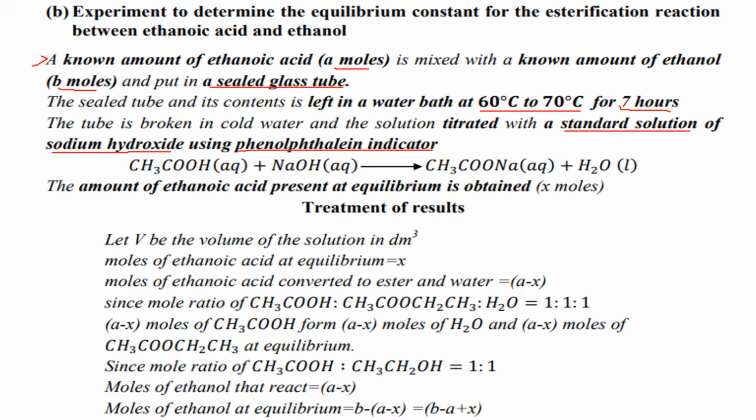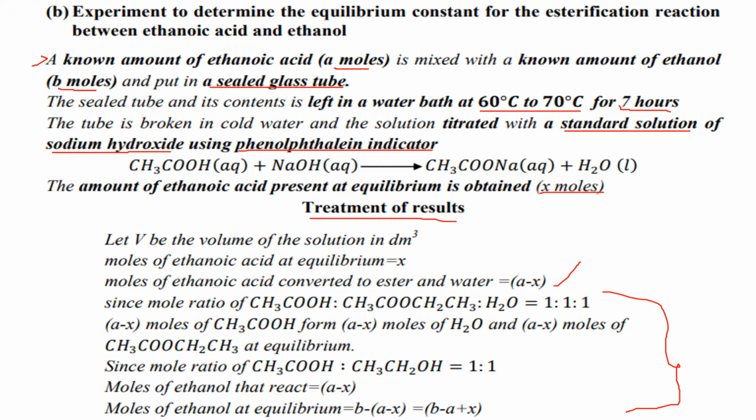So the amount of ethanoic acid present at equilibrium, we let it be X moles, just like indicated in the bracket. So let's treat our results. How are we going to treat our results? We are saying that let V be the volume of the solution in decimeters cubed, and moles of ethanoic acid at equilibrium, let them be X. And moles of ethanoic acid that are being converted to an ester and water are going to be A minus X. Now I'm going to explain how this is coming about, and how each of these is coming about, in the table that you are going to draw.